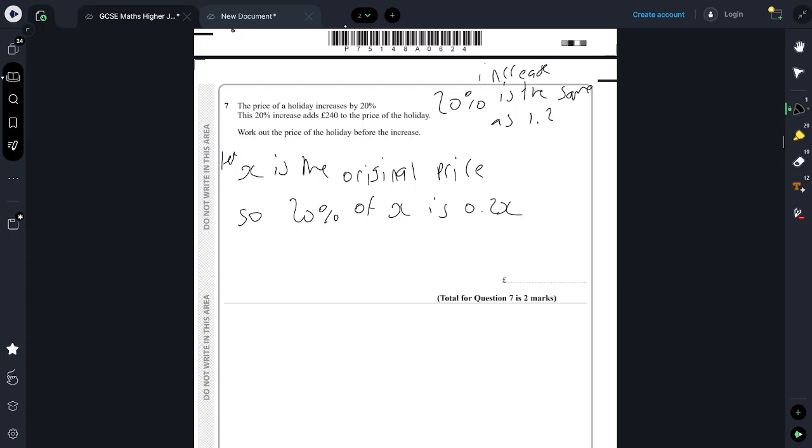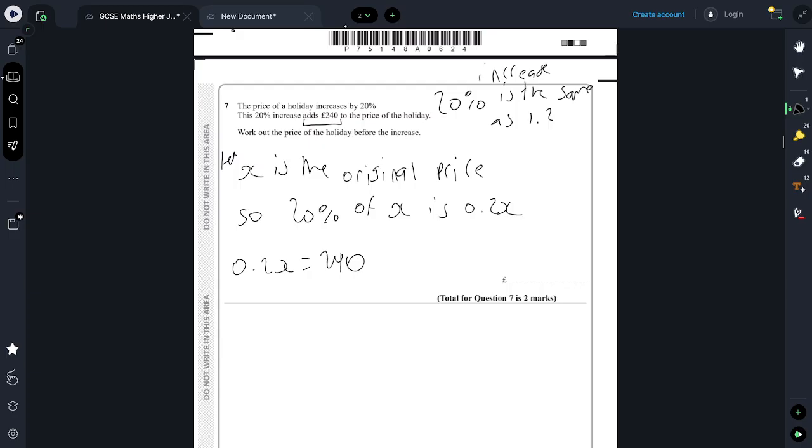And it's telling us a 20% increase, 20% of x is 240, right? So now we just solve for x. Now x is the original price. It's asking us the price before the increase, the original. So x is what we're after here, the original price. Just bear in mind what it means. So the wording is crucial here. It says the 20% increase adds 240. So if we're adding it, that means the 20% has been added. So that's 20% of x, not 20% plus x.